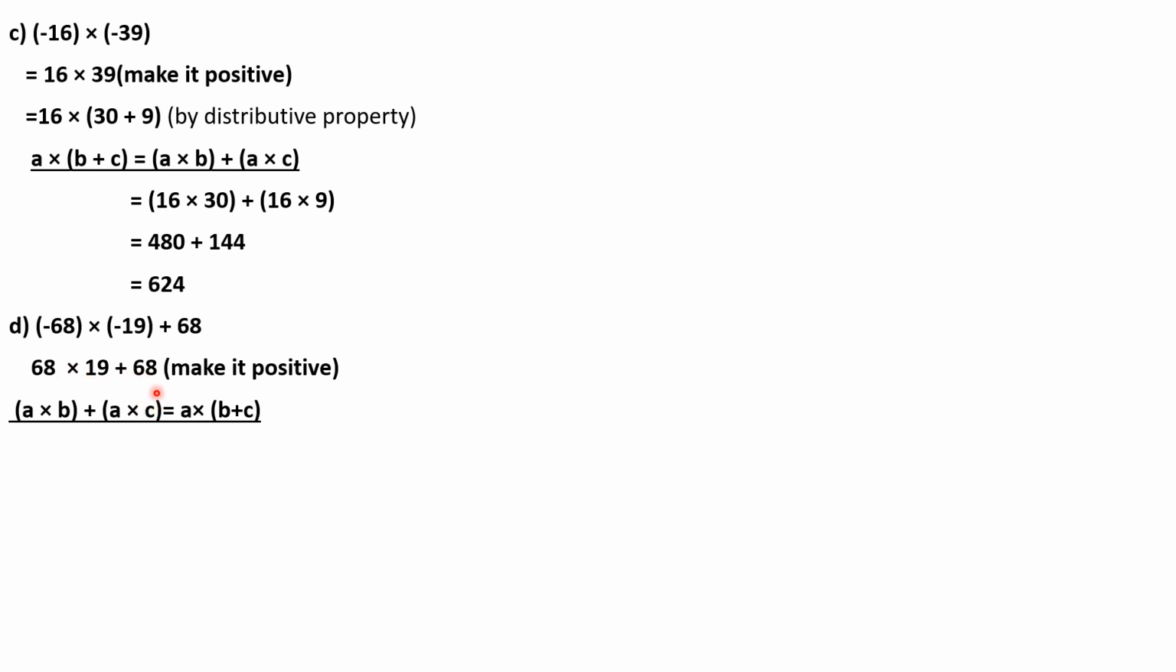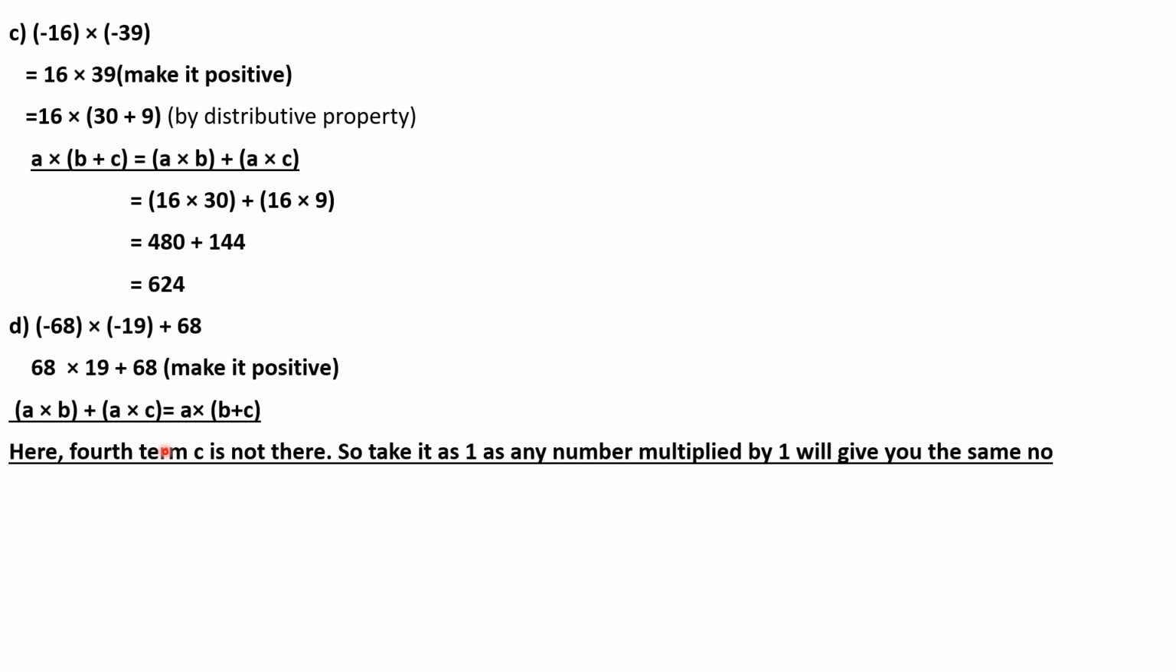C is missing. To find out the C, since the fourth term C is not there, I am going to multiply this 68 by 1, because any number multiplied by 1 will give you the same number. It is not going to affect the sum. To put it in the form of A into B plus A into C, I am multiplying this 68 by 1. Hope you can understand this step. 68 into 19 plus 68 into 1.